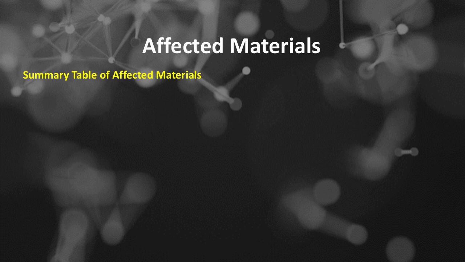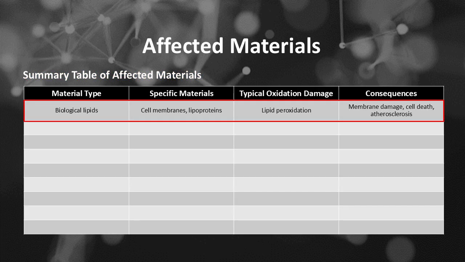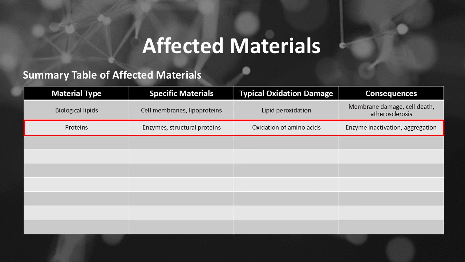Summary table of affected materials. For material type biological lipids, the specific materials are cell membranes, lipoproteins, then the typical oxidation damage is lipid peroxidation, then the consequences are membrane damage, cell death, atherosclerosis. For material type proteins, the specific materials are enzymes, structural proteins, then the typical oxidation damage is oxidation of amino acids, then the consequences are enzyme inactivation, aggregation.